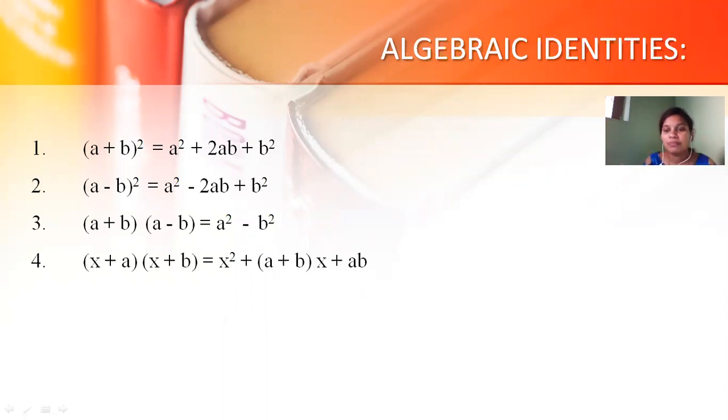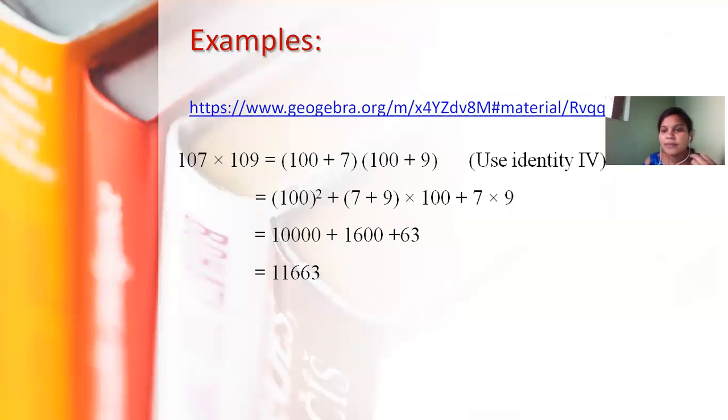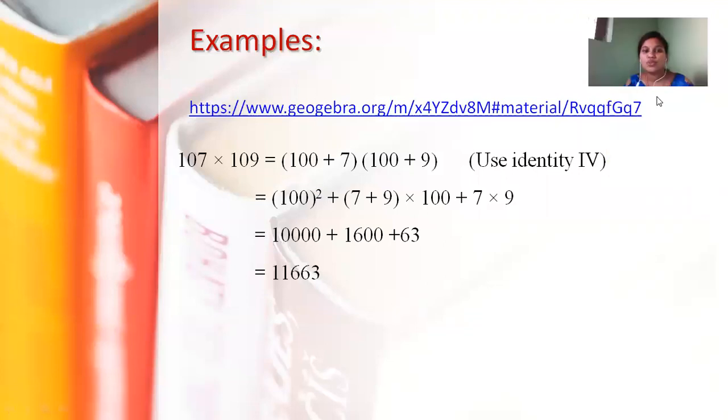Now we'll go with the applications of these. Where can we use these algebraic identities? Simple thing. Let's have a look at a few examples. 107 into 109. When we do multiplication like 107 into 109, yes, we can do it, but it is a bit of a lengthy process. So this can also be done by using the identities.